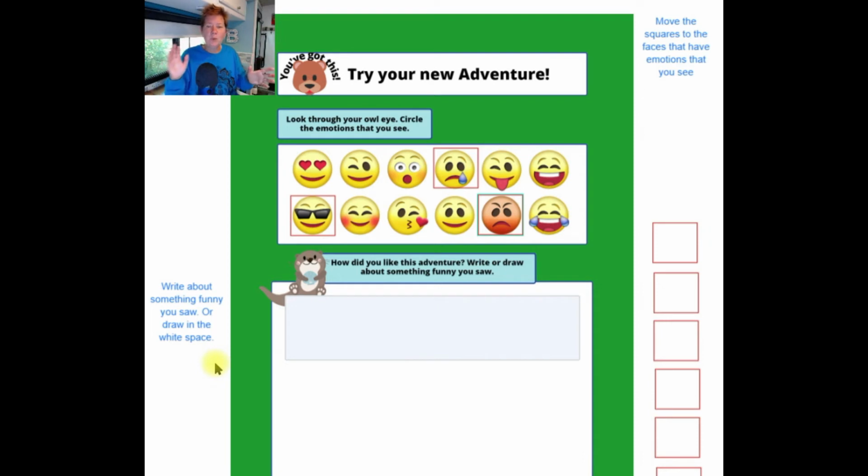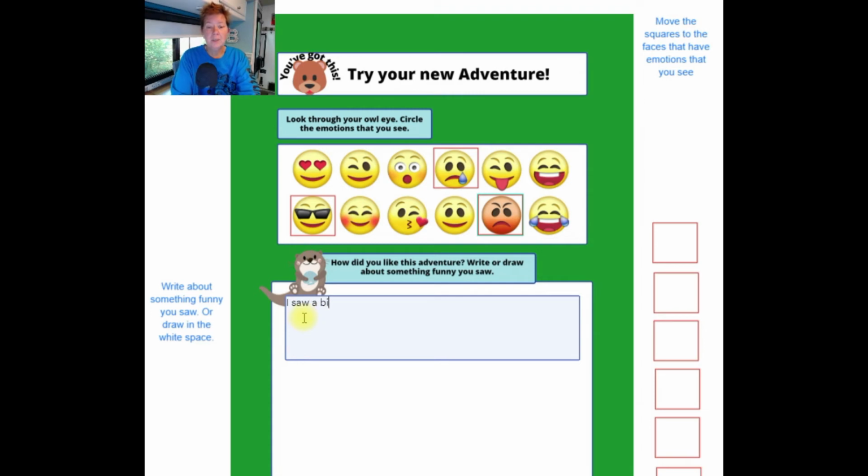We asked them to write or draw about something funny they saw. Now, this is where it gets a little complicated. I've got 4 to 8-year-olds. The 8-year-olds can probably type this in, but the 4-year-olds, we're not so certain. So we've given them space to type in. They may need an adult, so we're just going to type in something funny.